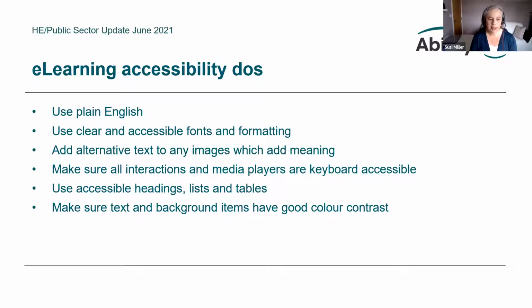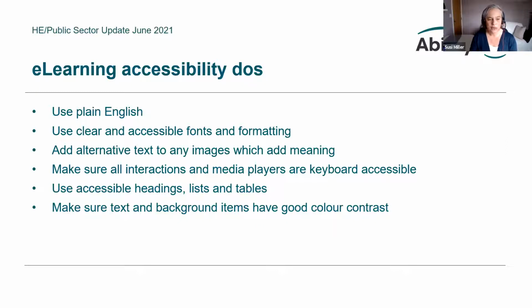And then the second one is to use clear and accessible fonts and formatting. So although there is a debate about which fonts are best for accessibility, I personally tend to stick to sans serif fonts such as Arial and Calibri, and at least 12-point for print and 18-point or above for presentation. So those are the kind of key things that I remember with my font and formatting.